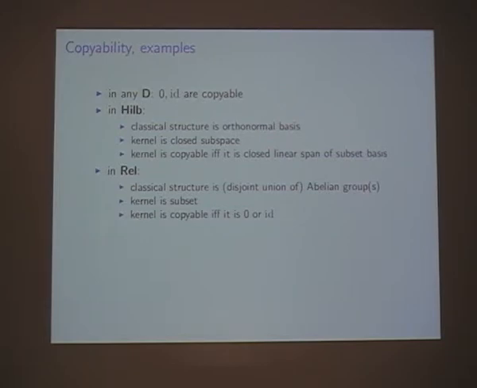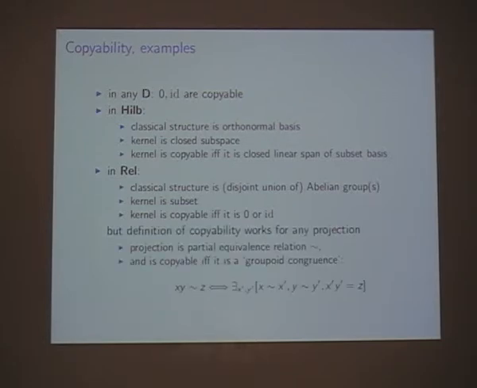In the category of relations, it's not so nice a priori, because we know by a theorem of complementarity that classical structure is precisely classified by a Boolean group structure, perhaps multiple ones of them union together. And we know that a kernel is precisely a subset. And it turns out that the only copyable kernels are the trivial ones, the 0 and the 1. So that's not so great. But there's something that can be fixed about that.